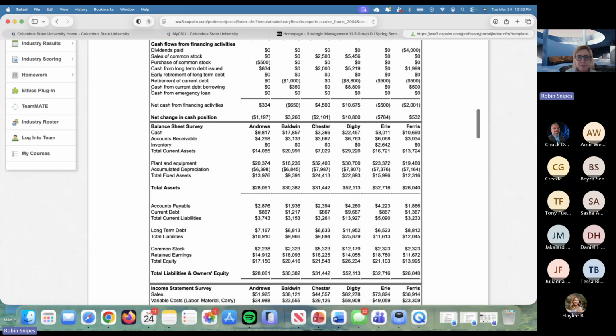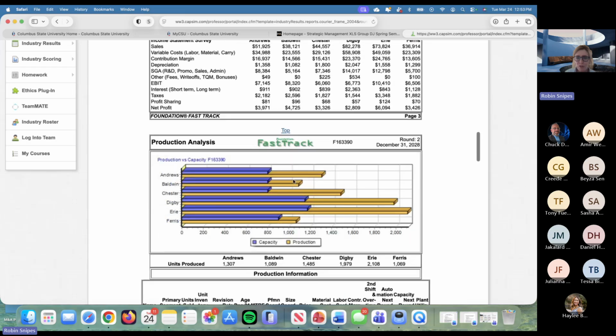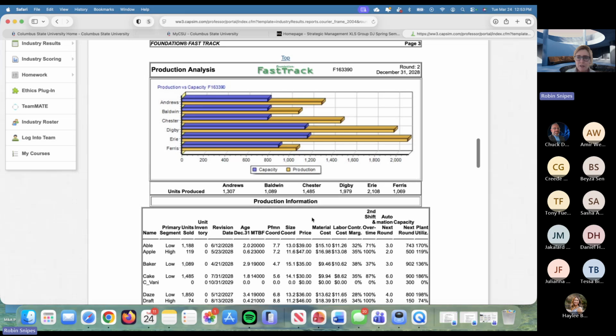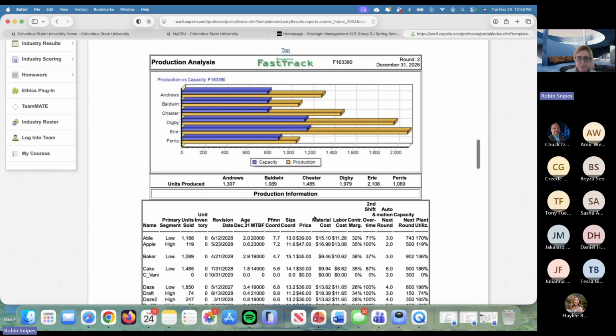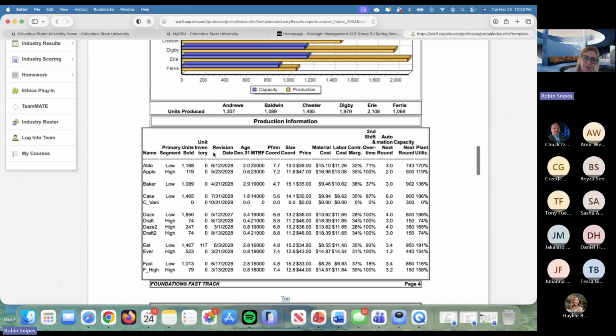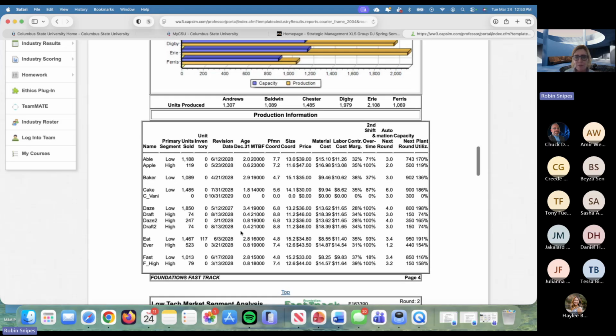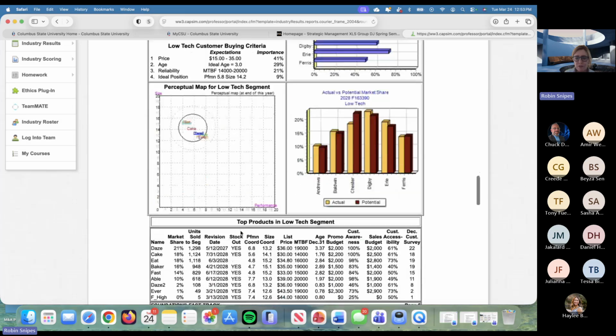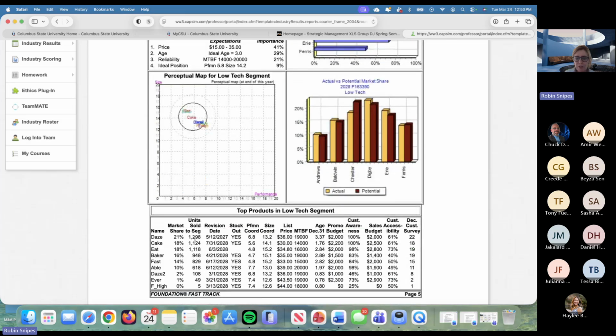None of the companies in industry 1 had an emergency loan. That's a good sign. It means that you're managing your cash well. Our production capacity utilization, for the most part, looks good. One of the issues I see for industry 1 is that just about everybody stocked out. Every team stocked out. So maybe we're being just a little bit too conservative in our production capacity and are not actually producing enough to keep from stocking out.